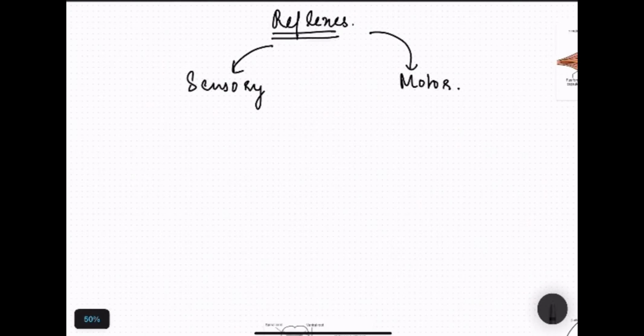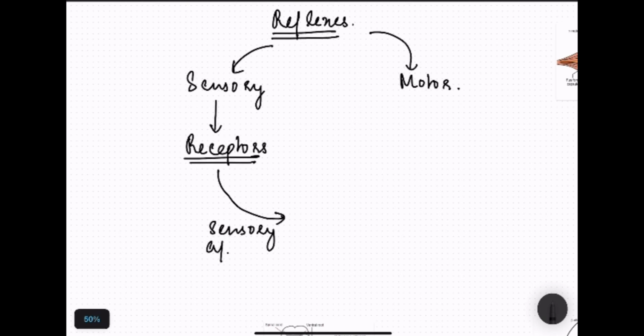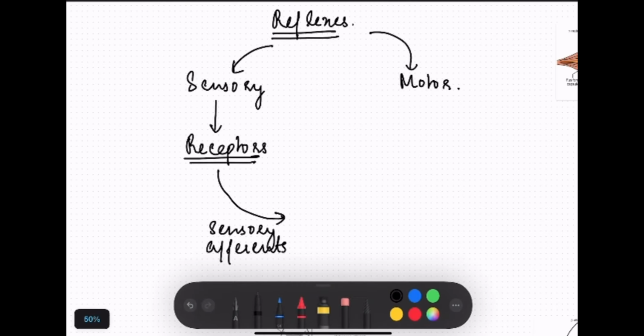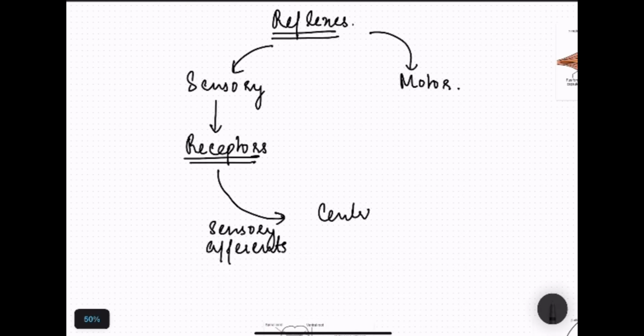The sensory part carries a stimuli. It does this with the help of what are known as receptors. The receptors sense the stimuli, and these stimuli are carried by the sensory afferent nerves to the center. The center could be the brain or the spinal cord, where the processing occurs.